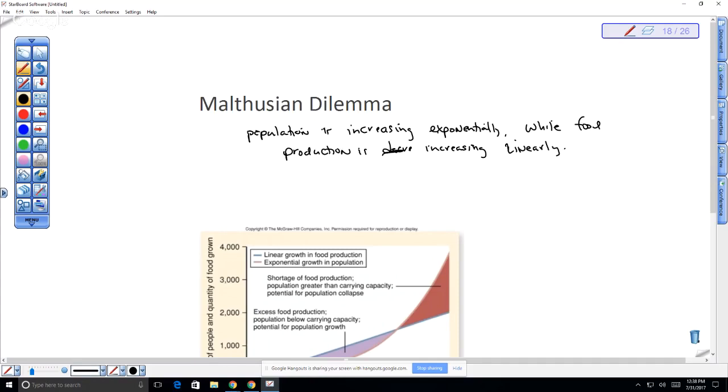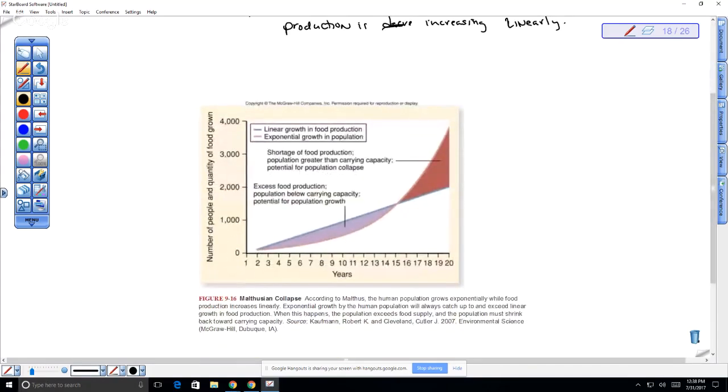So in this diagram, you see linear means a straight line, right? Exponential is that J-shaped curve. So as soon as it overshoots the food, then you're going to have a shortage of food and the population is going to collapse. The interesting thing is that this did not happen.